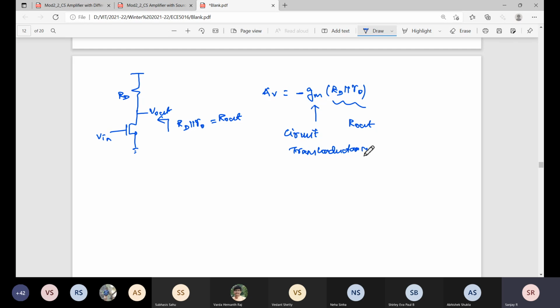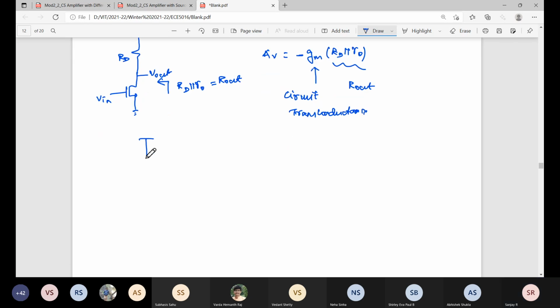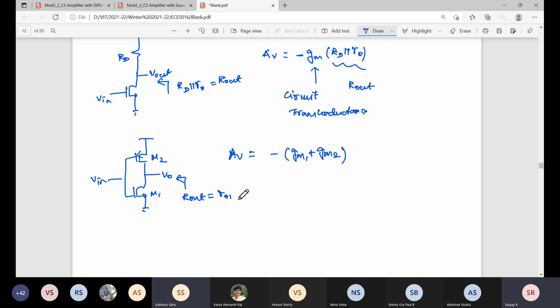Let's take another example. Let me take the inverter; just now we discussed the inverter. So what is the gain of the inverter? Let's take M1, M2. What is Av? Just now we discussed: minus the effective transconductance, minus (gm1 plus gm2), into the output resistance here: r01 parallel r02.